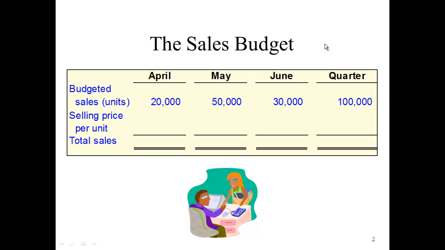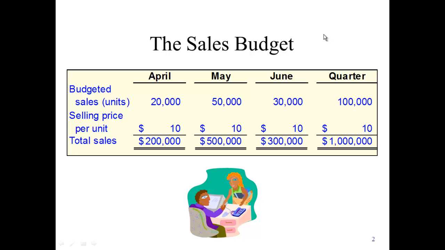Here's an example of a sales budget where the budgeted sales for the second quarter, April, May, June, were forecasted at 20,000, 50,000, and 30,000 units respectively, at a constant selling price of $10 per unit, creating total sales in each of those 3 months of $200,000, $500,000, and $300,000 respectively, or $1 million for the quarter. But this is just a precursor to the Excel exercise that is to incentivize accurate forecasted sales, or as accurate as we can get.